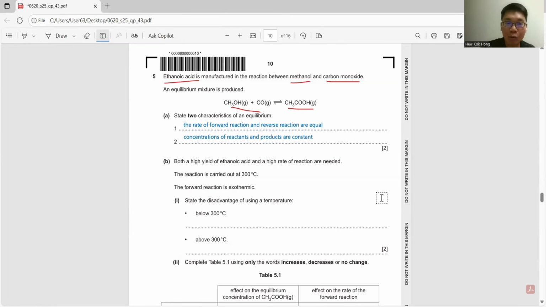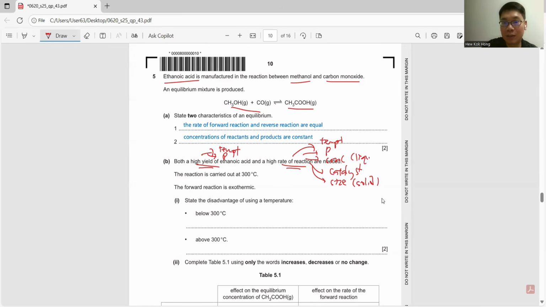Next, both a high yield of ethanoic acid and a high rate of reaction are needed. We know yield is based on the equilibrium. It will be affected by temperature and pressure. And then the rate of reaction will be affected by temperature, pressure, concentration, catalyst, and also size if it's a solid, concentration if it's a liquid. And then they say the reaction is carried out at 300. The forward reaction is exothermic, which means it will release energy. State the disadvantages of using a temperature below 300. Temperature low, rate of reaction decreases.